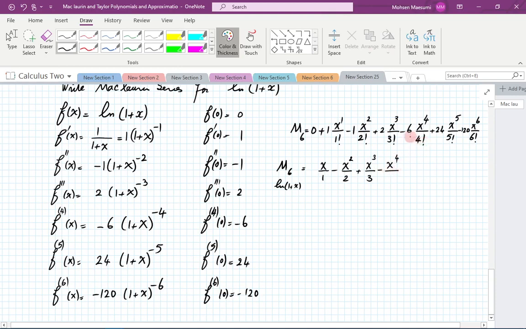1, 2, 3, 4. This is 3 factorial, 1, 2, 3. You simplify, 4 survives. This is 1, 2, 3, 4. This is 1, 2, 3, 4, 5. You simplify, 5 remains. And this one, of course, this is 1, 2, 3, 4, 5. And this is all the way through 6.